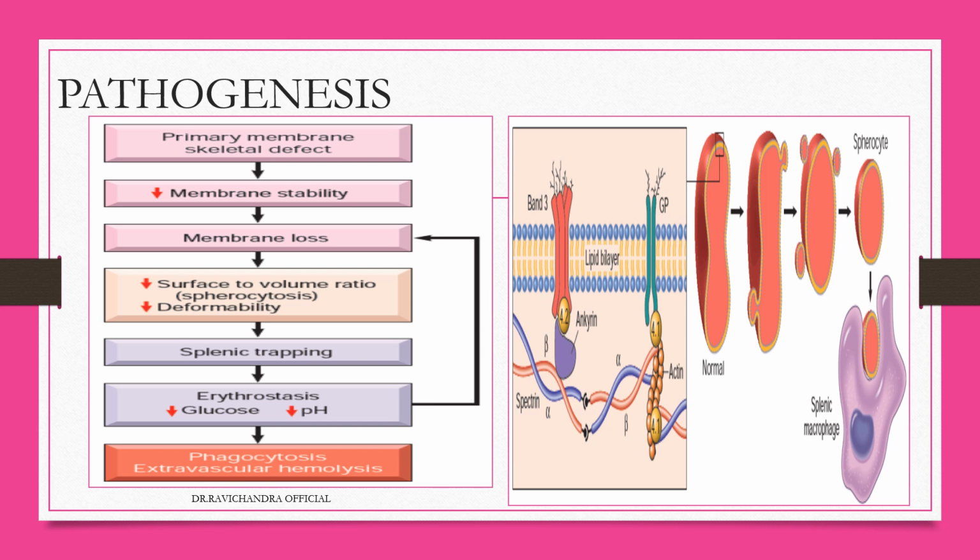This picture shows the pathogenesis: a primary membrane skeletal defect resulting in decreased membrane stability, thereby membrane loss, and decreased surface to volume ratio resulting in spherocytosis, and decreased deformability. As a result, there will be splenic trapping and erythrostasis resulting in decreased glucose and decreased pH, which ends up in phagocytosis, thereby causing extravascular hemolysis.